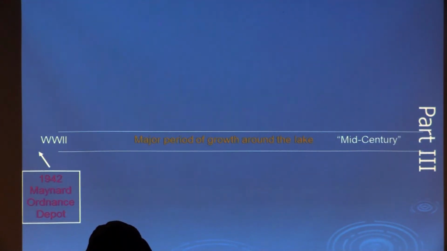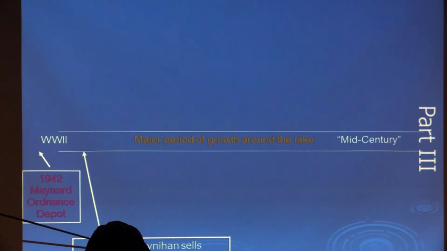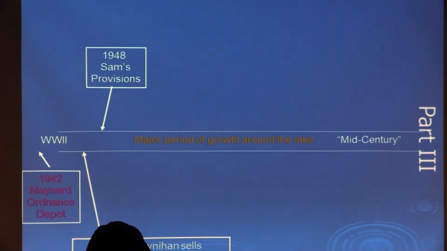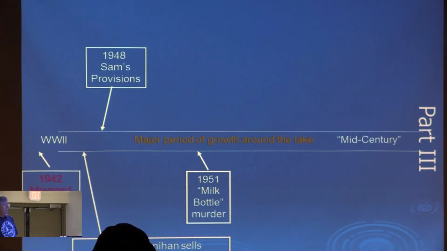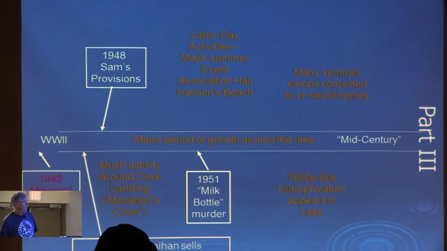Okay, we're just about there, so hang in. What we call the MO dump, early 40s, taken by the military for the war. Monahan, you see it's spelled both ways. I couldn't get it right. Sam's Provisions, which became the general store. He came out in 48. The milk bottle murder, that was the juicy one.